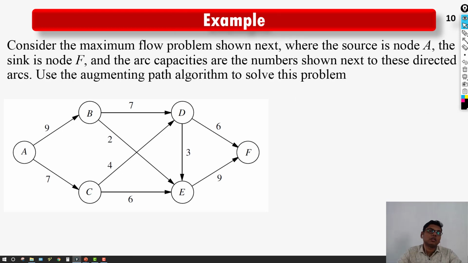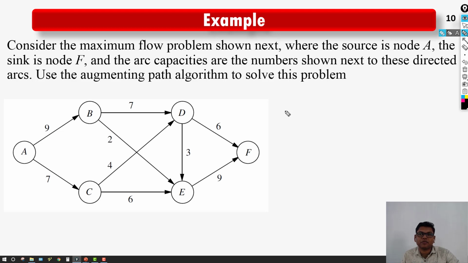Okay. So this is an example. We will solve the same example, the previous one. Here you see all are directed links. Clear? So there is no question that it will be undirected. So what is the first step? It was told.